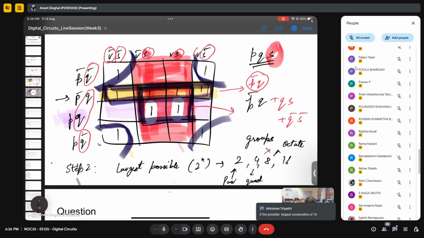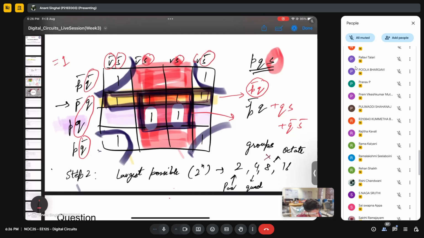Yeah, so the largest consecutive group possible is 16, but that will give you one only, because if you write one in all the boxes, that will be basically that 16 group, and that is equal to one only because there are all ones. So let's see the options. We have got three terms: p bar, q, and 0 to 4 6 are also in quads. Okay, so let's do that. 0 1 2 3 4 5 6 7. So 0 to 4 6, yeah, we can make a quad like that also, that is true.